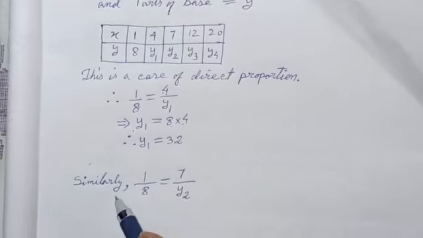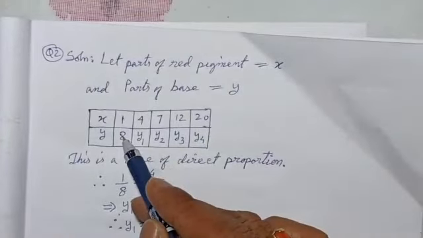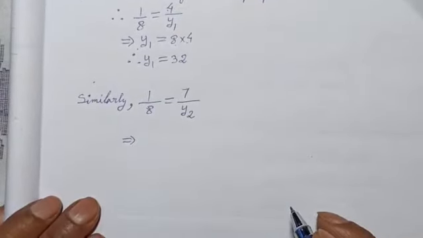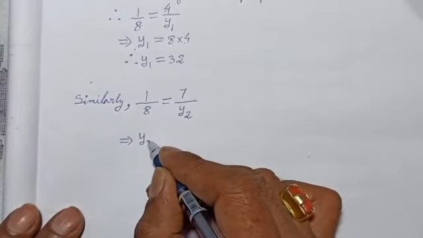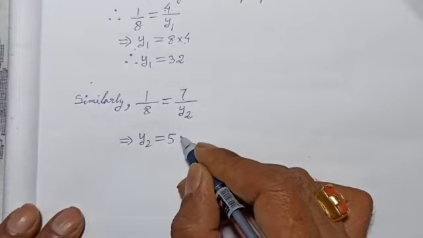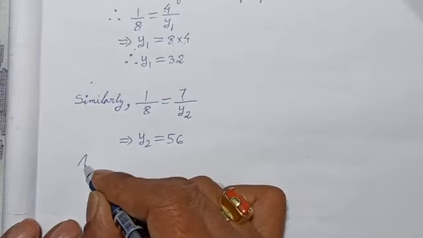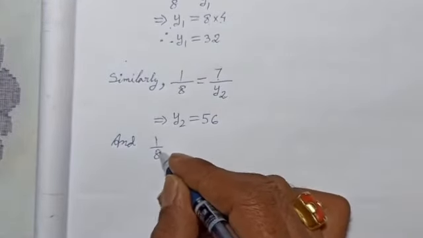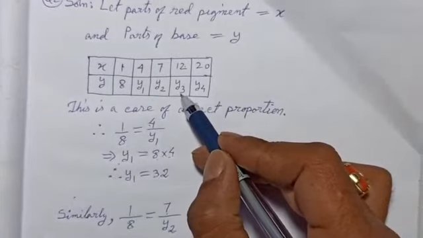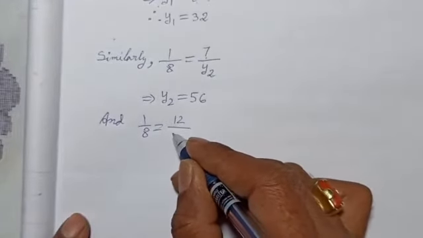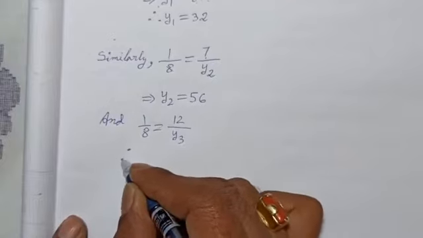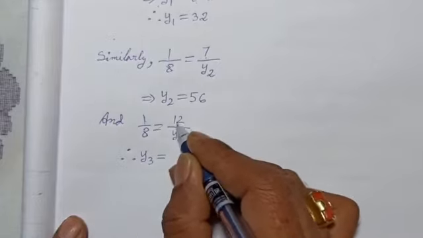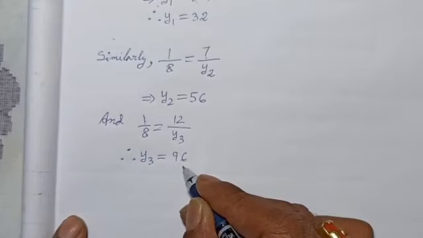Now, similarly, 1 by 8 is equal to 7 by Y2. Next step, cross multiplication. 1 and Y2 are multiplied, then Y2 is equal to 7 times 8, which is 56, so Y2 is 56. And again, let's take 1 by 8 is equal to 12 by Y3. Now cross multiplication. 1 into Y3 is equal to 8 into 12, so Y3 is 96.